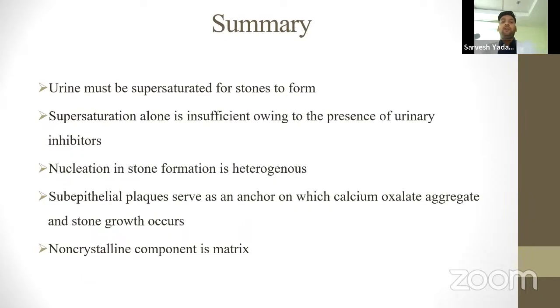Summary. Urine must be supersaturated for a stone to form. Supersaturation alone is insufficient owing to the presence of urinary inhibitors. Nucleation in stone formation is heterogeneous. Subepithelial plaques serve as an anchor on which calcium oxalate aggregates and stone growth occurs. The non-crystalline component of stone is matrix.